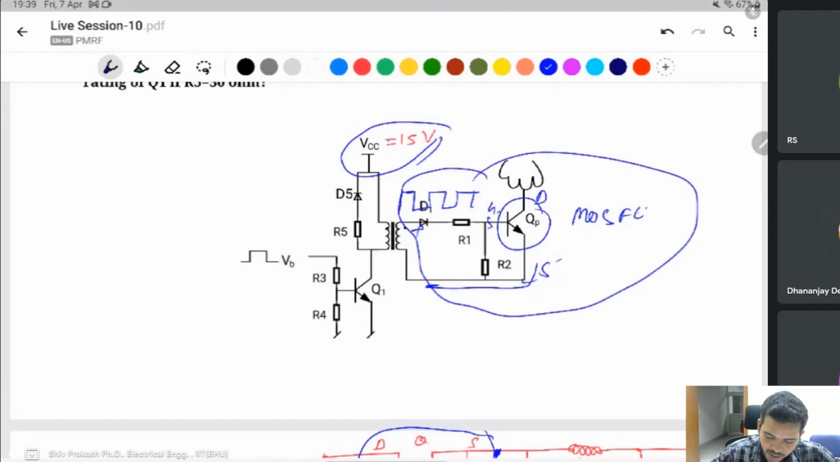Because of this, the ground is different. This one's pulses are given from a microcontroller. Pulses are coming from the microcontroller only. This one is high, it means this one is high, then current flows. This switch is high. If this one is low, then it is off.